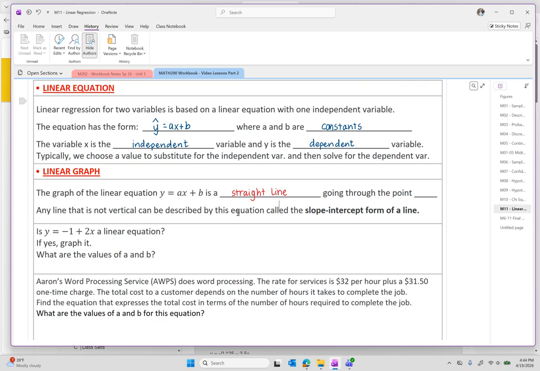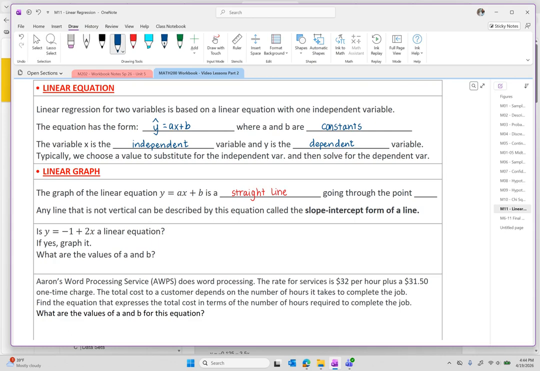The graph of a linear equation y equals ax plus b is a straight line. When x is equal to 0, y is equal to b, so it goes through the point (0, b). Any line that is not vertical can be described by this equation, which is called the slope-intercept form of a line. So when we have the line y equals -1 plus 2x, we can write it as 2x plus -1, and that is a linear equation because it is of the form y equals ax plus b.